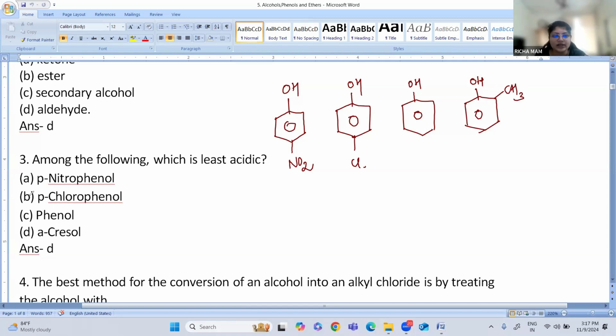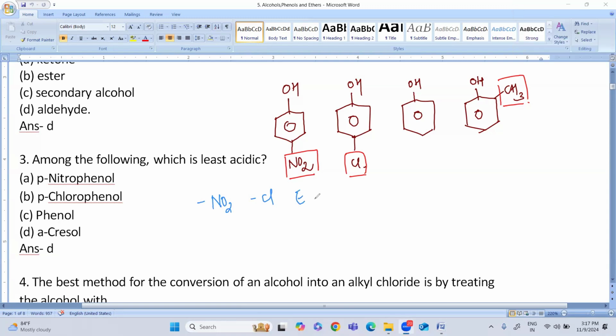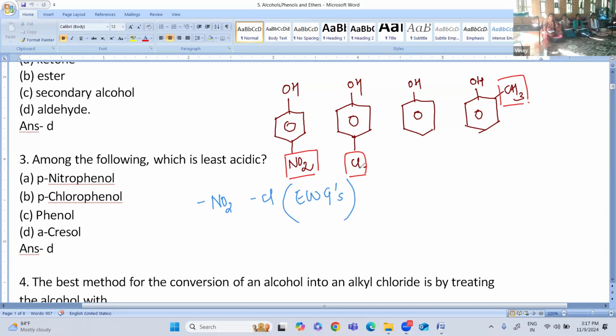Now, the parent chain is phenol everywhere. But here you can see a nitro group, a chloro group, and one methyl group. What is the role of these substituents? Nitro and chlorine come under the electron withdrawing groups. We term them as electron withdrawing groups.